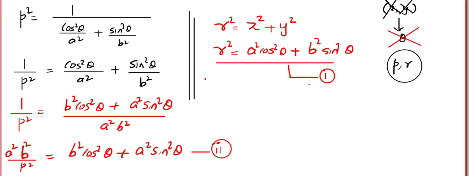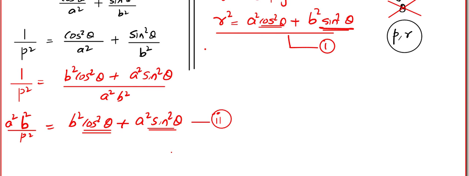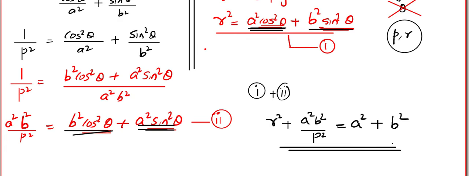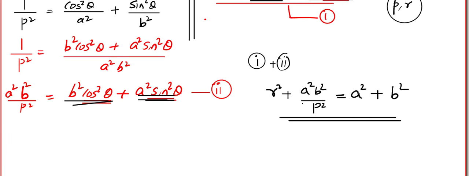Okay, so it's very easy. You know the result. Sin square theta plus cos square theta will be 1. So all you have to do is add equation 1 and equation number 2. So we get r square plus a square b square by p square is equal to, think about it, a square cos square theta plus a square sin square theta, that will be a square. b square sin square theta plus b square cos square theta, that will be b square. That's it. See, we get the same equation.